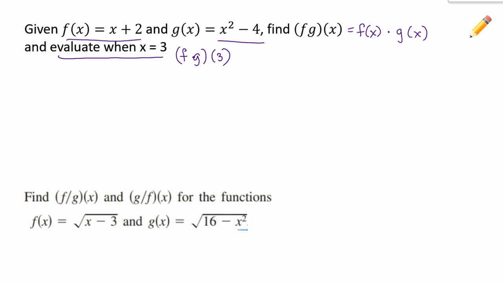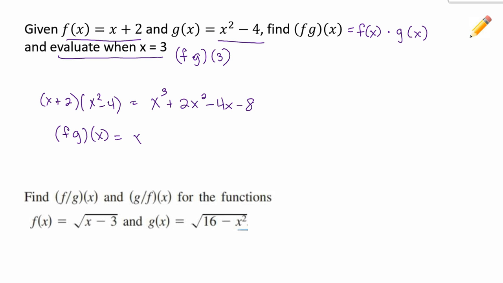Okay, f of x is x plus 2. When you're multiplying, parentheses are really, really important. Otherwise, it looks like the completely wrong thing. g of x is x squared minus 4. We just talked about how to multiply polynomials. When it's a simple 2 by 2, we're just going to FOIL: x cubed plus 2x squared minus 4x minus 8. So fg of x is that function right there.